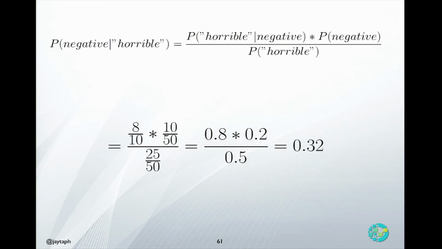And if you put it in the formula, we get this. We get 0.8 multiplied by 0.2 divided by 0.5 comes to 0.32. So that basically means that there's a 32% chance that that comment is negative based on the fact that I used the word horrible. So using the word horrible in this case does not make it a negative comment.